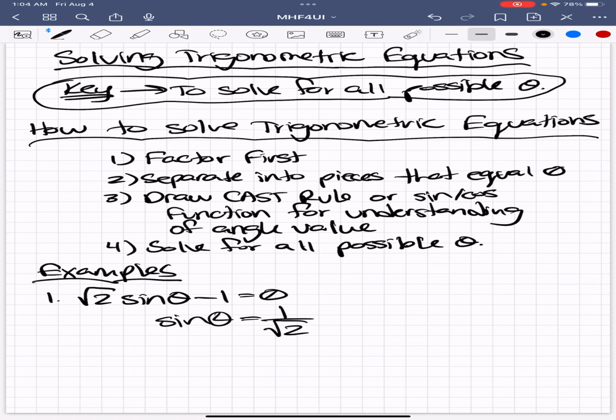And 1 over the square root of 2 is actually the exact value for 45 degrees, or pi over 4, with the special triangles. So theta 1 is going to be 45 degrees, and then we'll find the corresponding angle where the sine function is positive, because 1 over the square root of 2 is positive. If it was negative, then we would find it, using our CAST rule, in the cos quadrant and the tan quadrant.